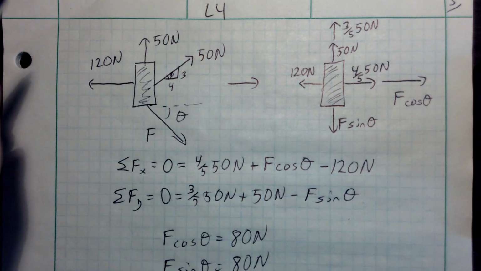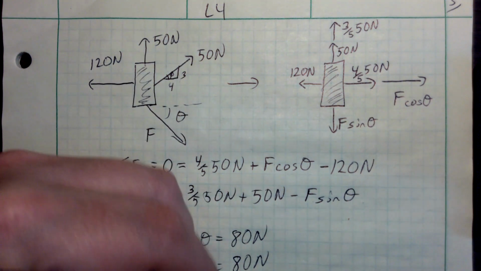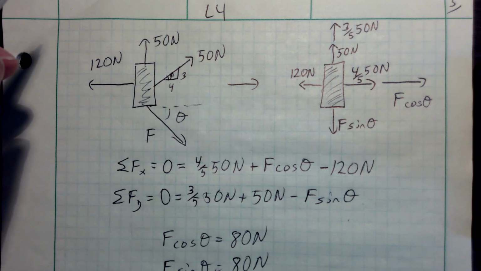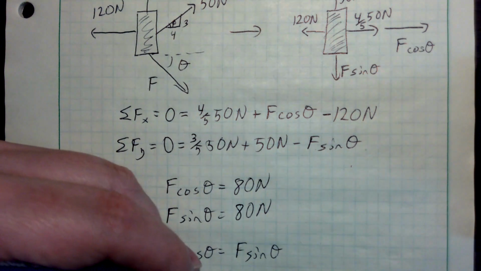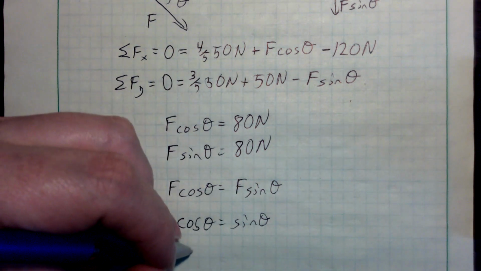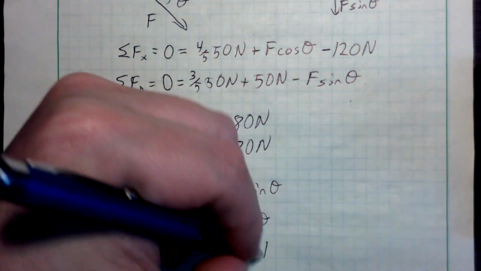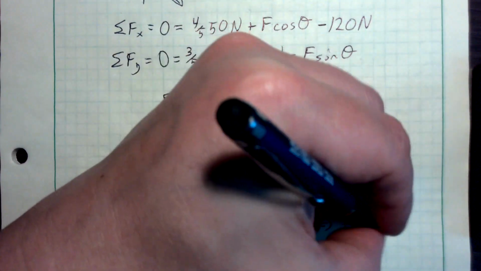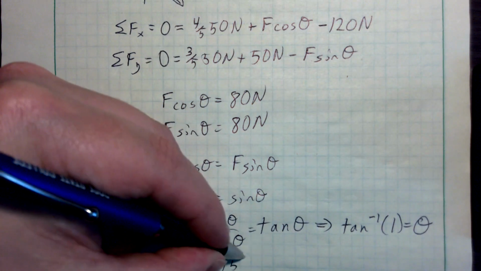So what you can do here is you can say, well, these are both 80 newtons, so I can actually set those equal to each other. F cosine theta is equal to F sine theta. Well, assuming F is not zero, then you can say, well, that means cosine theta is equal to sine theta. Now, if you remember what this is, you know it's 45 degrees, but if you need to prove it to yourself, what you can do is you can say, well, 1 is equal to the sine of theta divided by the cosine of theta. Sine over cosine becomes tangent, tan theta. So then the arctangent of 1 becomes theta, and the arctangent of 1, if you run that through your calculator, as long as your calculator's in degrees, you're going to get back 45 degrees.